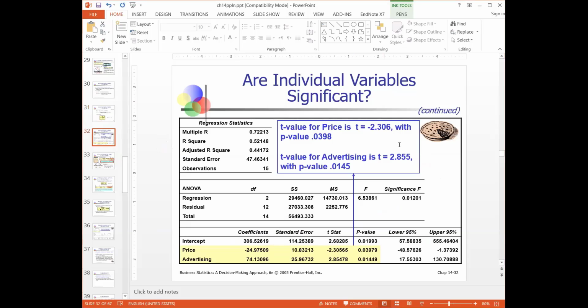So in this regression table that you have generated from Excel, there is a t value shown here. There is a t value for intercept, there is a t value for price, there is a t value for advertising. Here the t value for price is minus 2.316. So what does it mean?